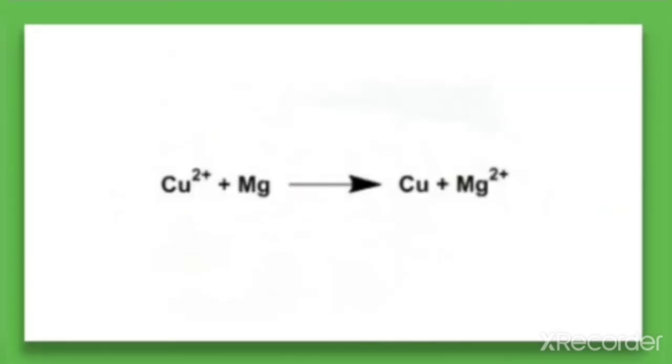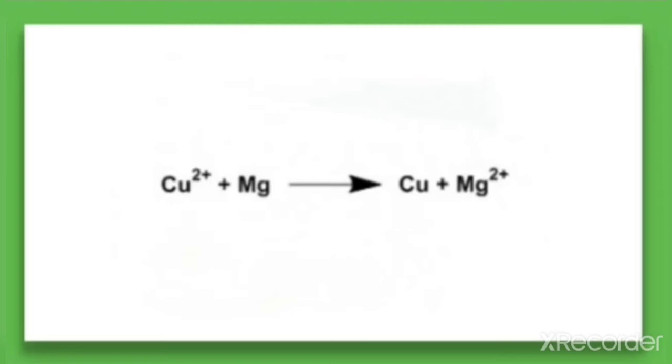So we are taking this example. This is a redox reaction. Now how do you identify this as a redox reaction? Let us discuss this one. In this reaction, copper ion plus magnesium gives rise to copper plus magnesium ion. It's a displacement reaction. Now in this, find the oxidation number of magnesium on both the reactant side and the product side.